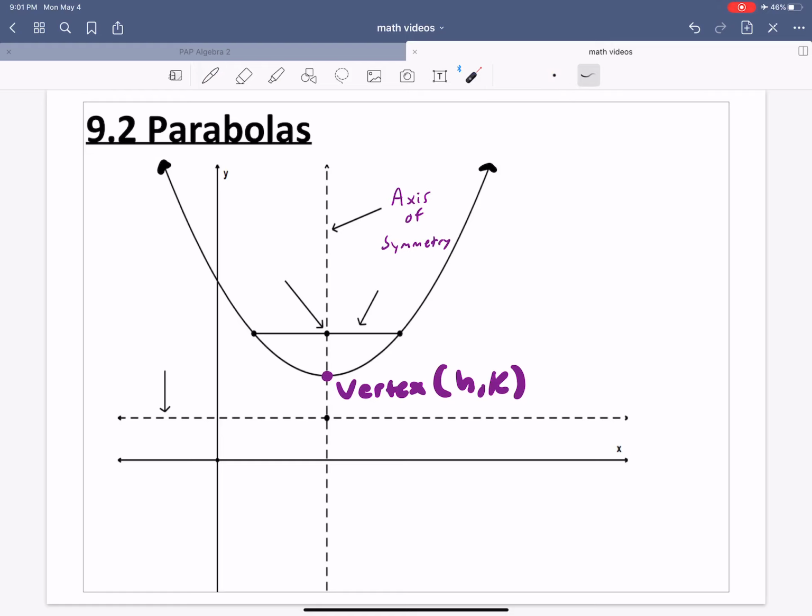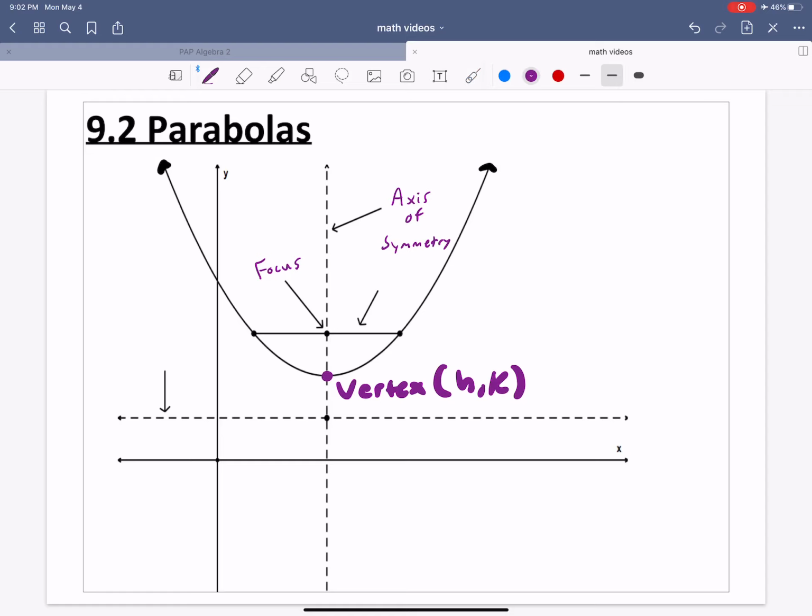The next attribute is this little point right here. There is a point that exists on the axis of symmetry, on the interior of the parabola, that is called the focus. Every single parabola has a focus point, and it will always be on the interior of the parabola. The way that I like to think about it is, imagine the parabola like a mouth, and the mouth is always eating the focus. So the focus will always be on the inside of that parabola.